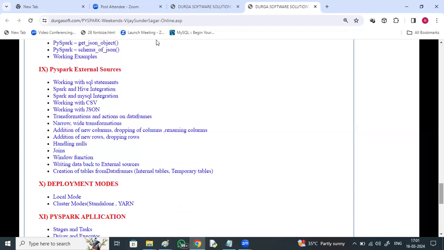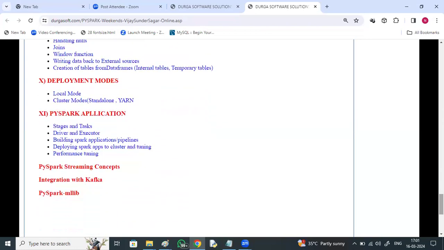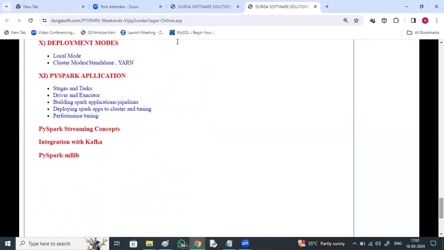And PySpark external sources working with SQL statements, Spark and Hive integration and MySQL integration, working with CSV, JSON, transformations, actions, narrow transformations, wide transformations, adding new columns, dropping, renaming, right, handling nulls, joins, writing back to external sources, deployments, local mode, cluster mode, like PySpark applications, what are stages and tasks, drivers and executors, building Spark applications, deploying to cluster and tuning, performance tuning, PySpark streaming concept, integration with Kafka and Spark ML, right?